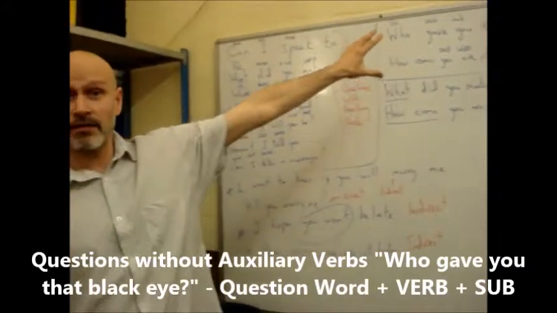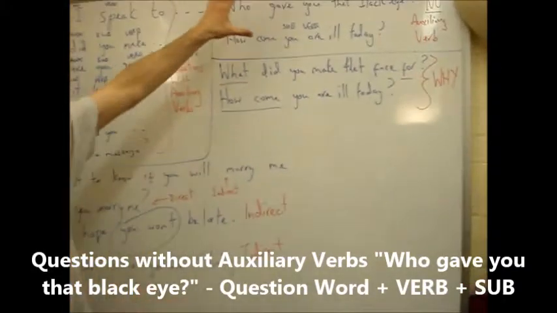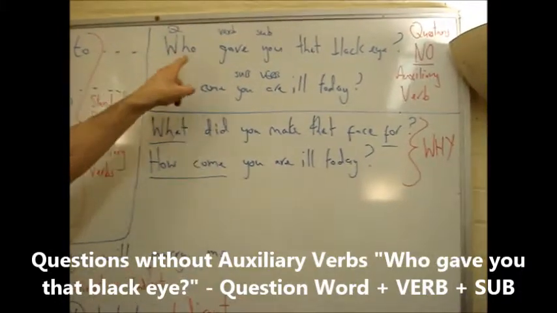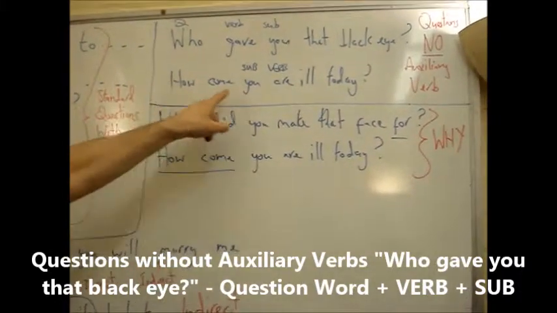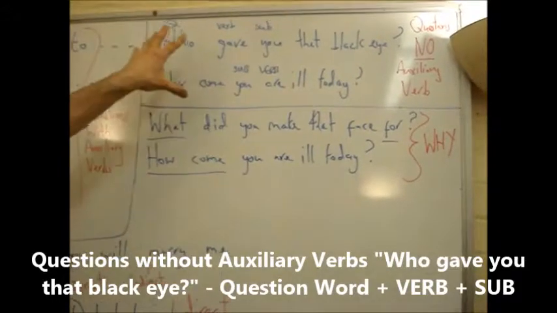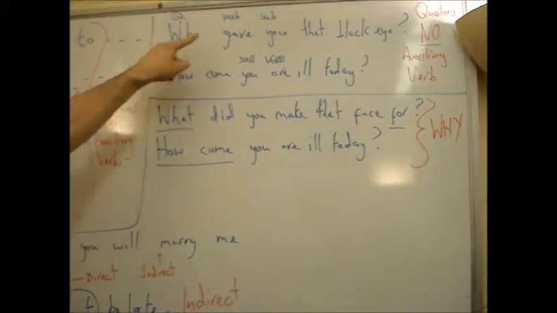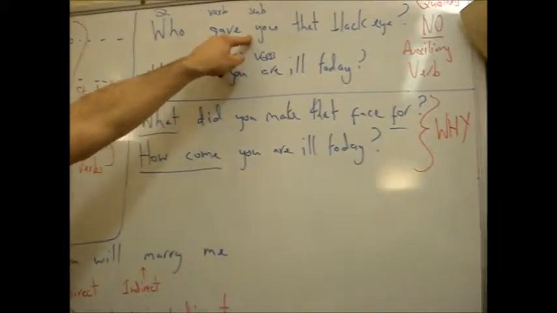Over here, we looked at questions without auxiliary verbs. Things like, who gave you that black eye? How come you are ill today? Question words where there aren't any auxiliary verbs at all. Question word, the main verb, and then a subject.